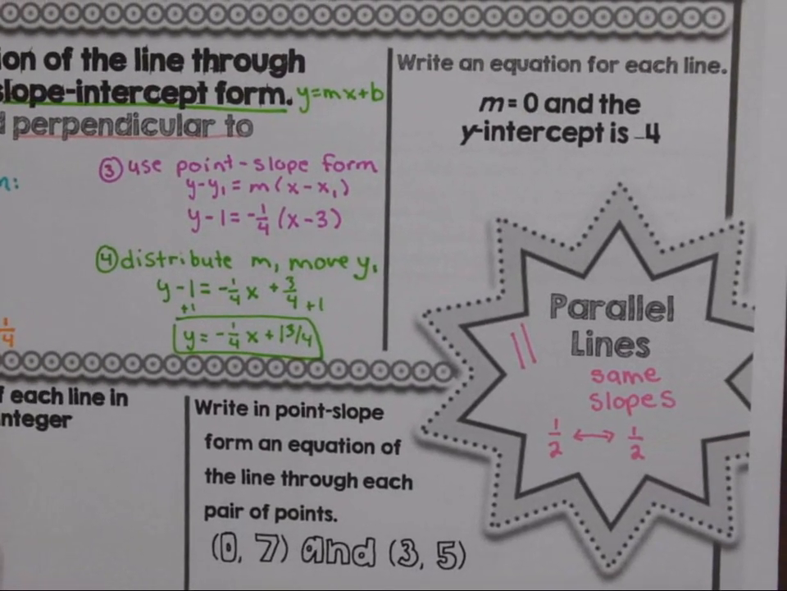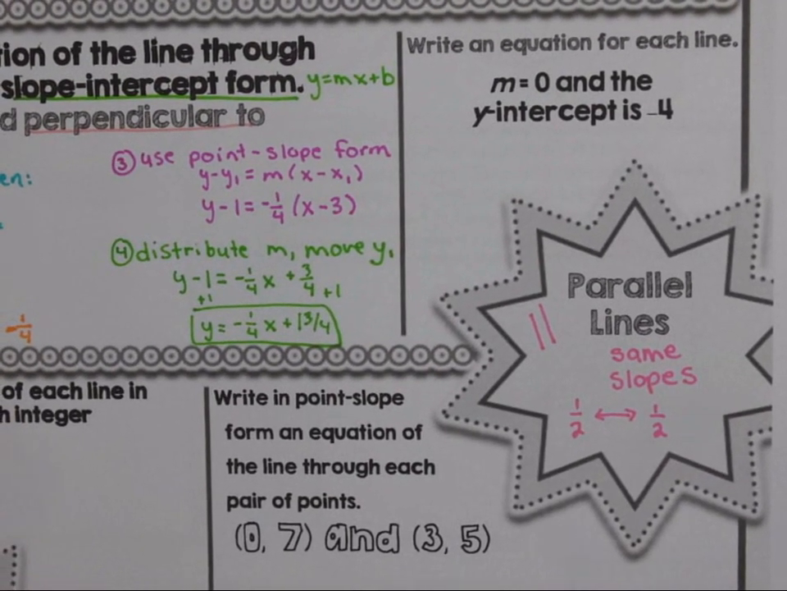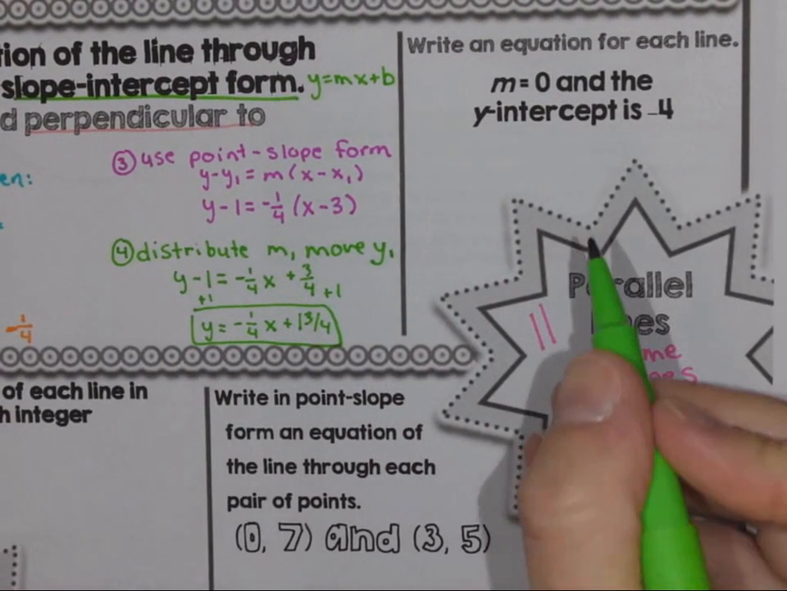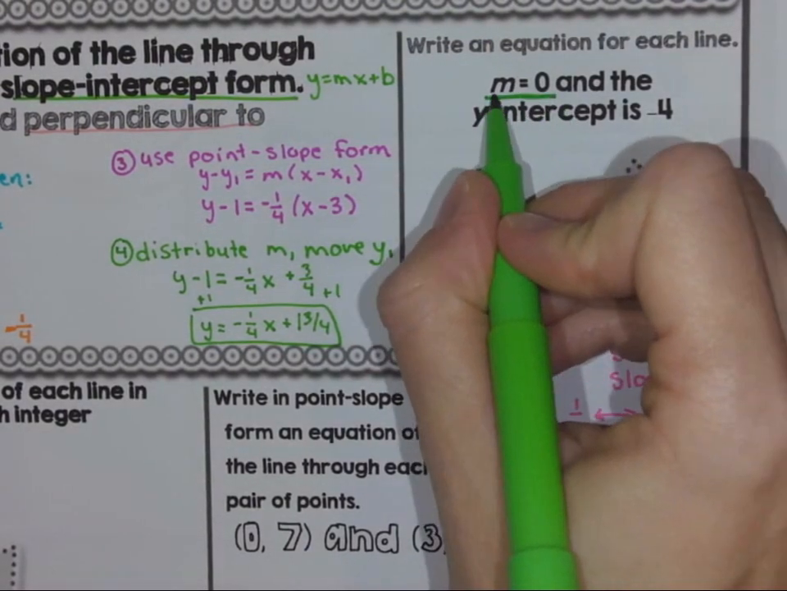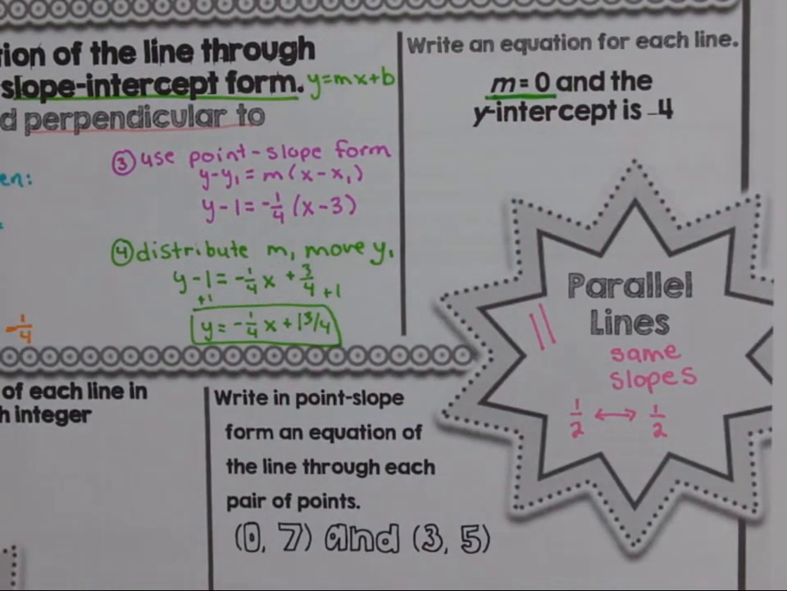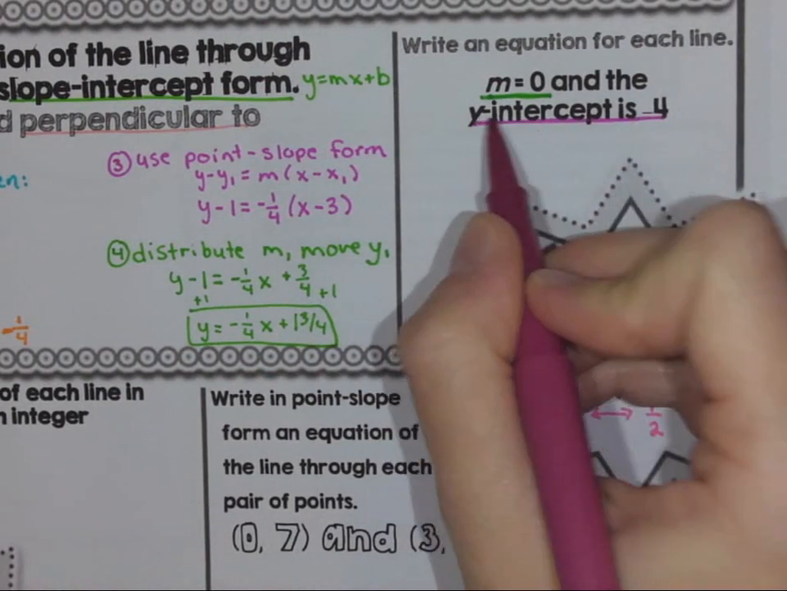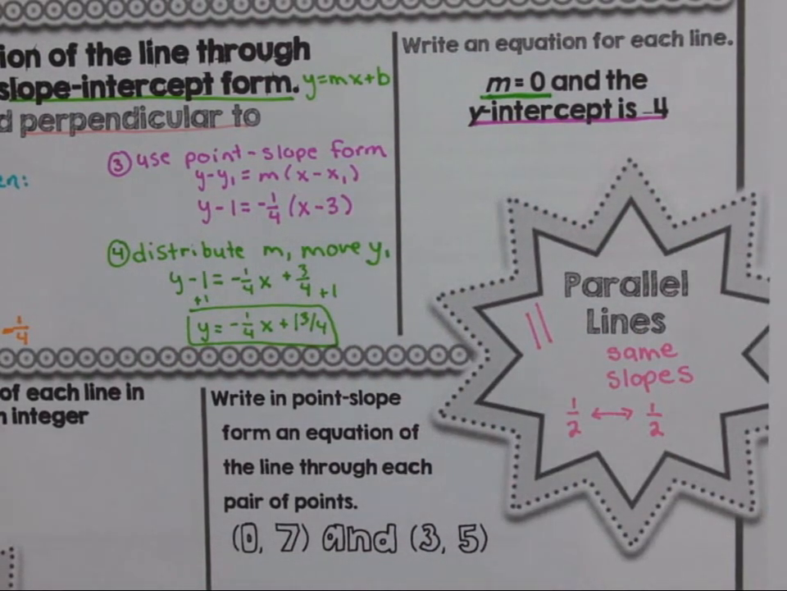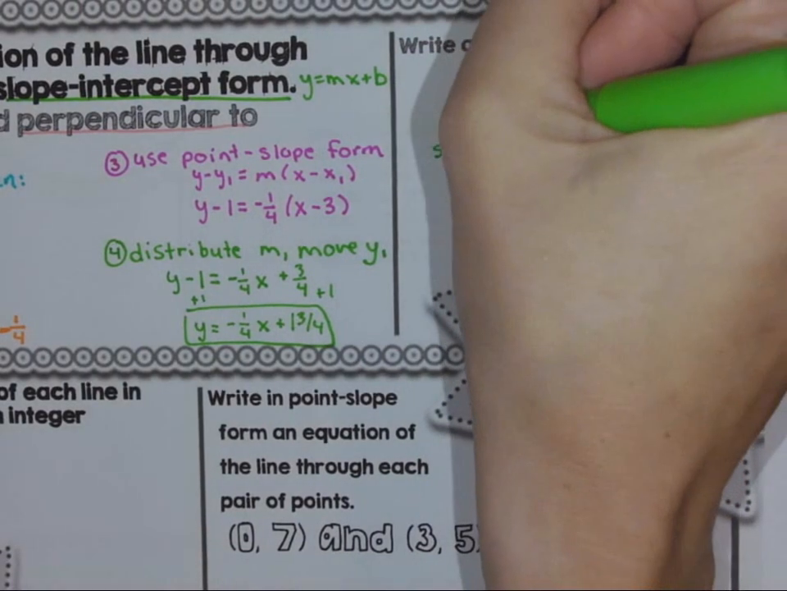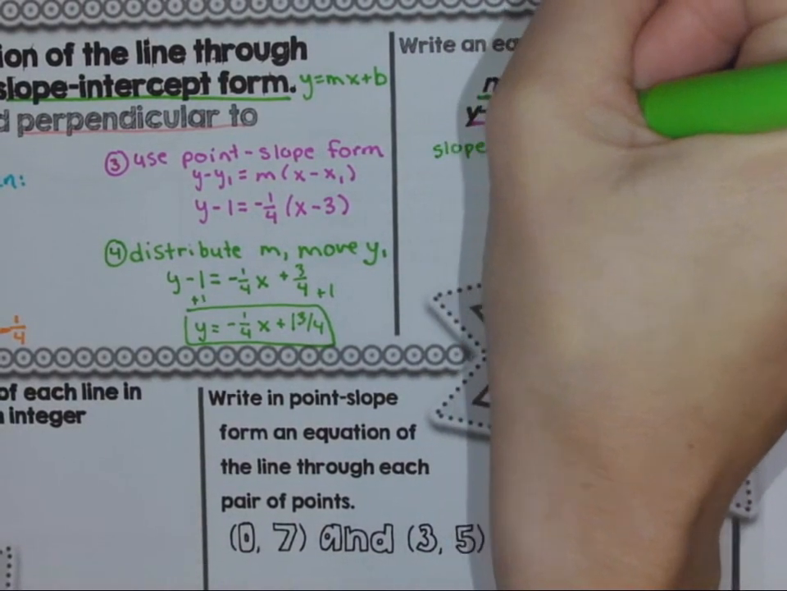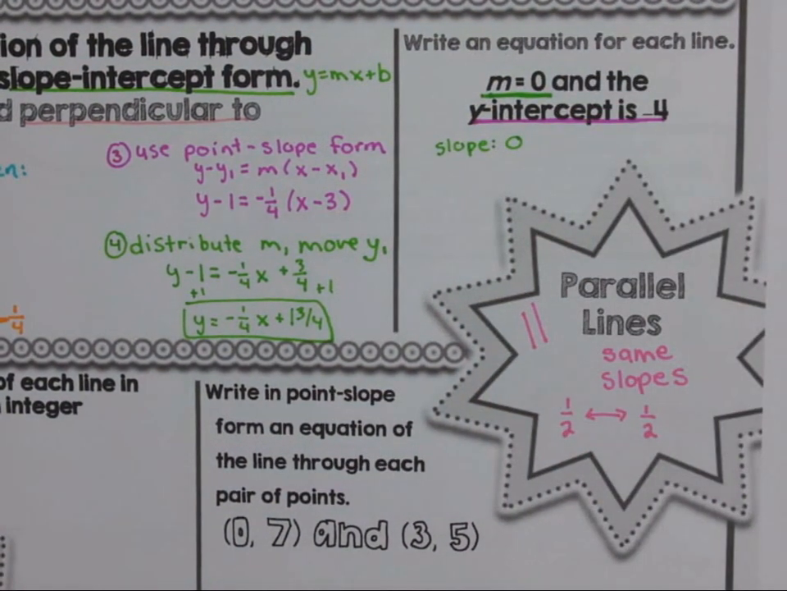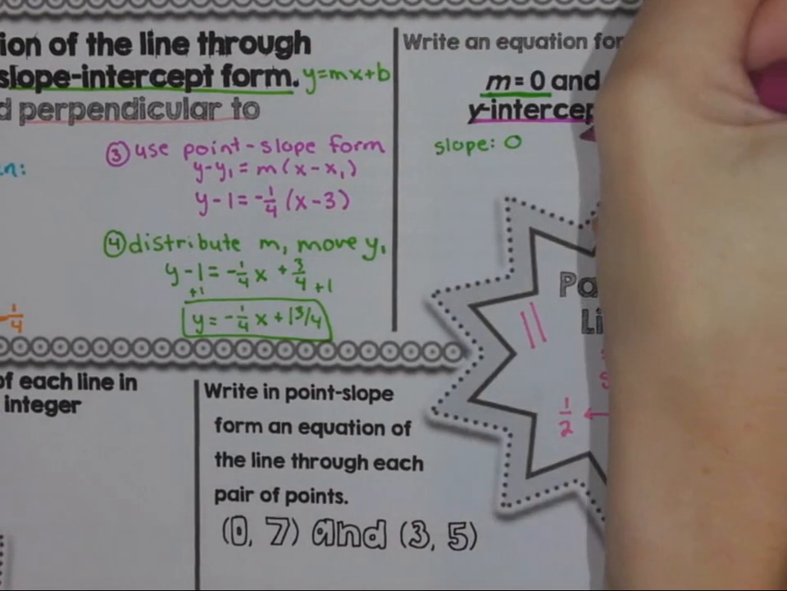Alright, so moving on to the next one. This one's a pretty quick one. Write an equation for each line. I'm telling you that the m is equal to 0. And I am telling you that the y-intercept is equal to -4. So what that means is that the slope is 0. And the b is -4.